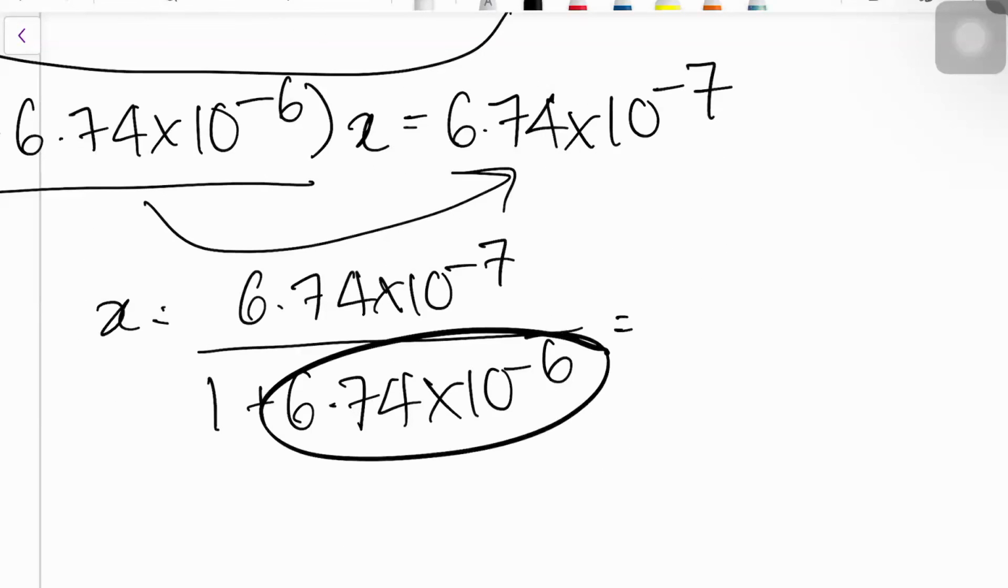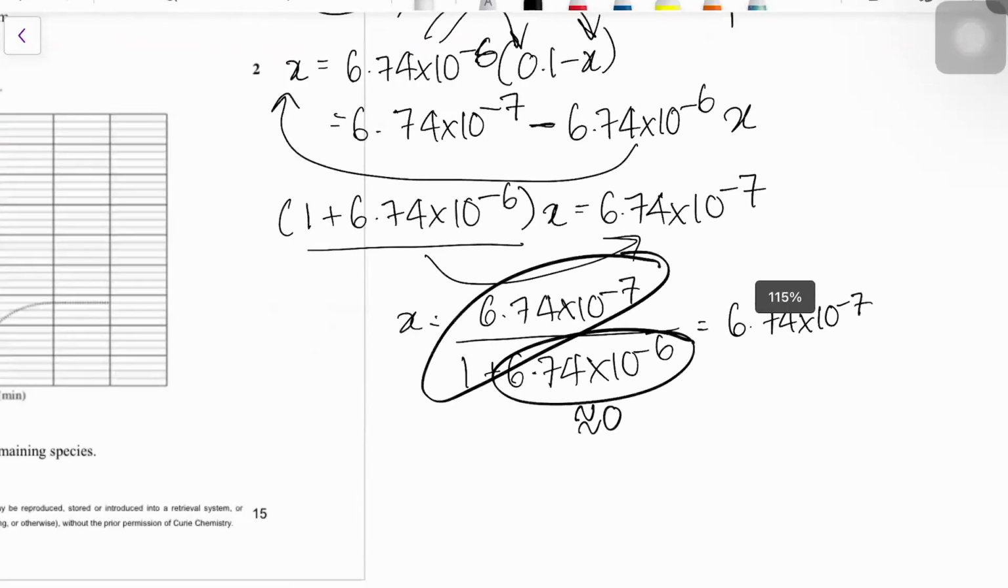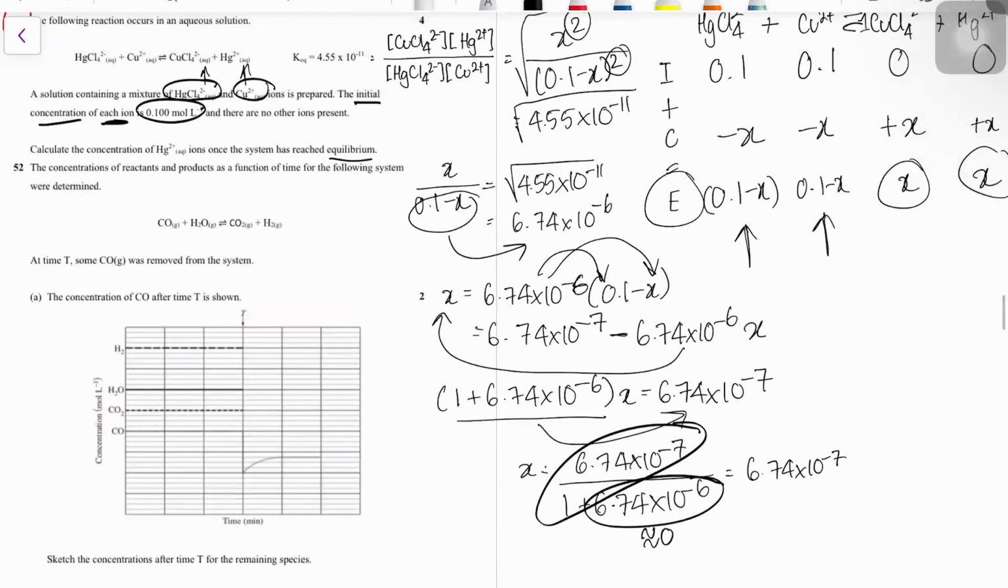Now, the reason why it gives you about the same answer is because 6.74 by 10 to the minus 6 is really small. Because it's really small, it's technically about 0. You can just say it's 0. So then what you end up with is just 6.74 by 10 to the minus 7 divided by 1. So this would just end up being 6.74 by 10 to the minus 7. Okay, so that's my x value.